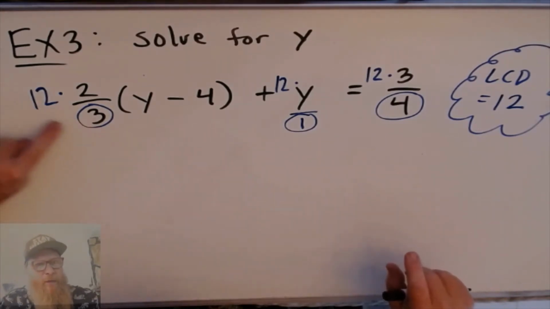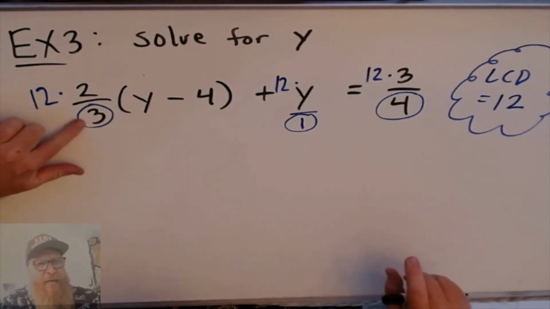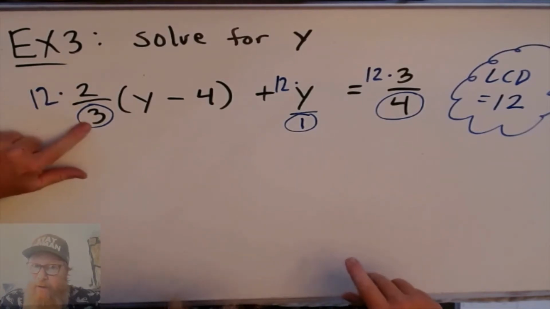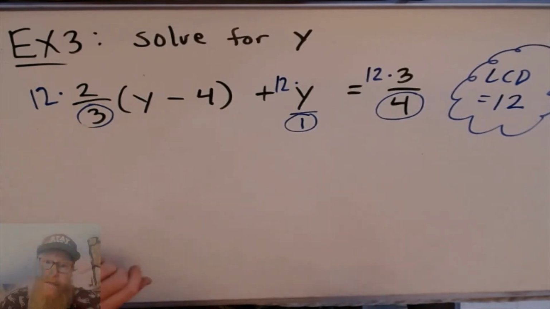So what are we going to do here? You have several ways to resolve this. You can go 12 divided by 3 times 2. So you can keep that in your head. 12 divided by 3 is 4. 4 times 2 is 8. Okay, you can do it that way.